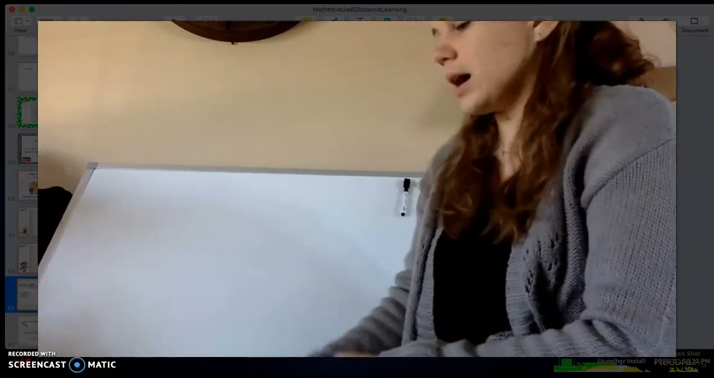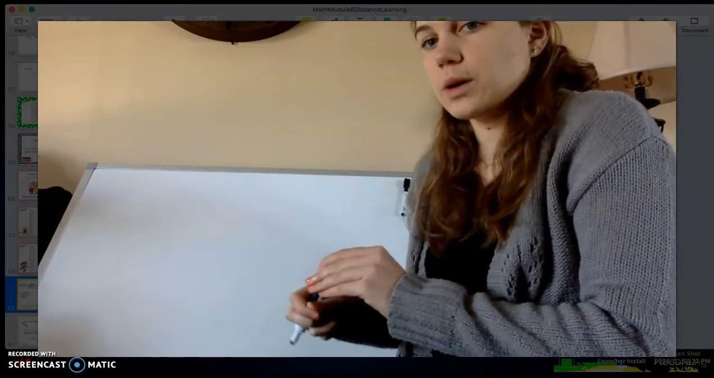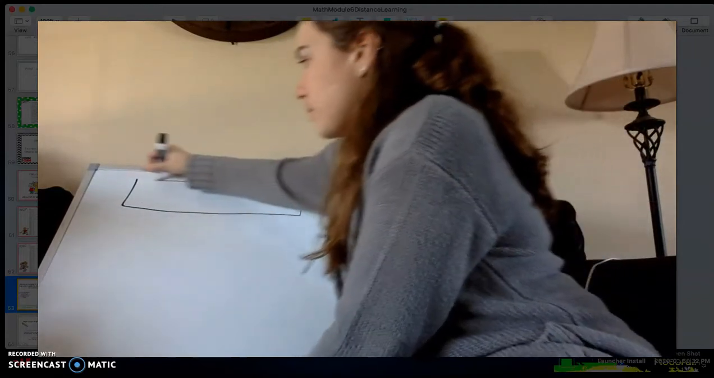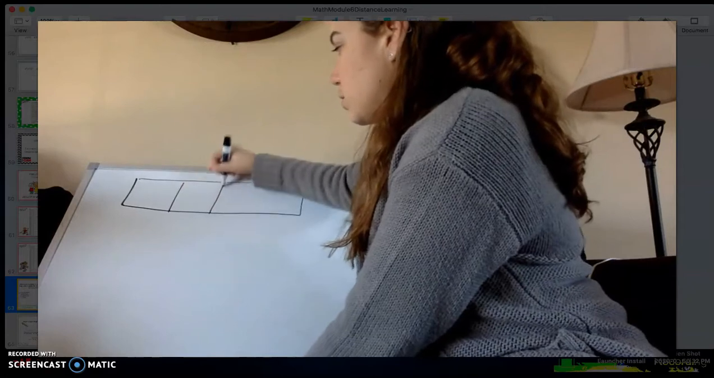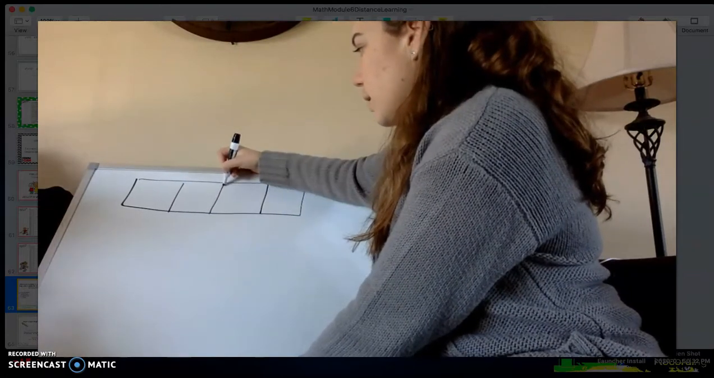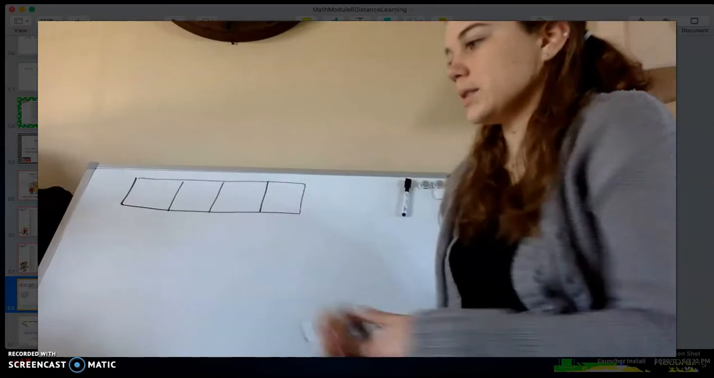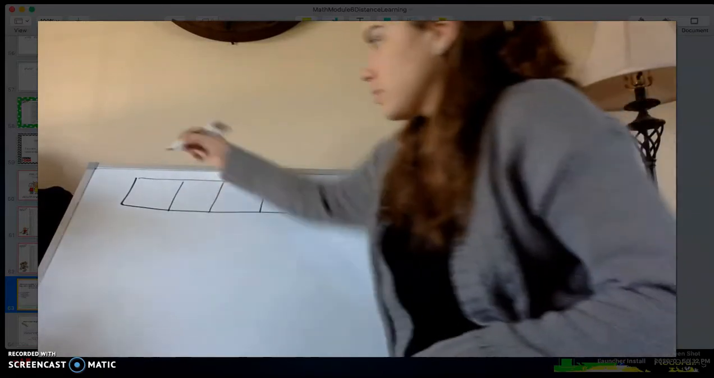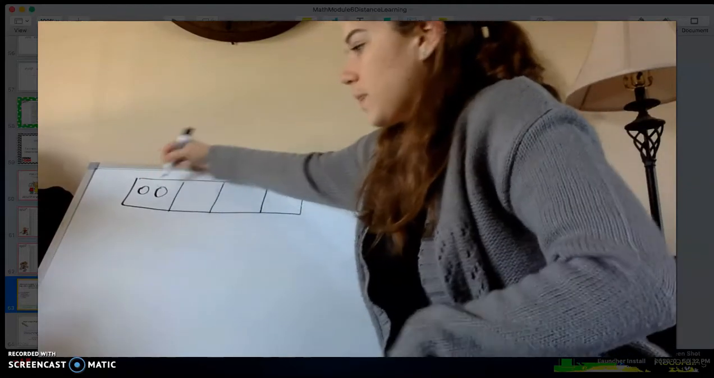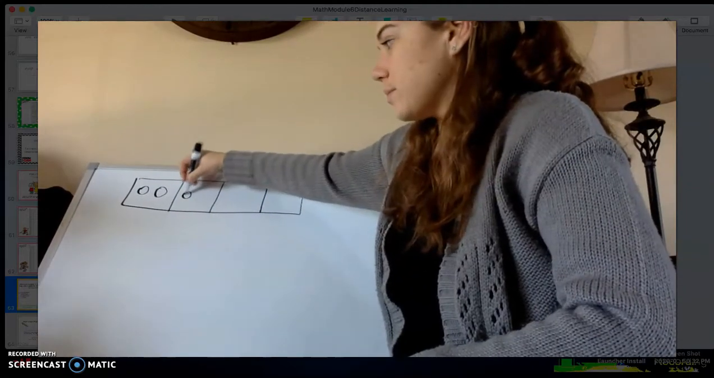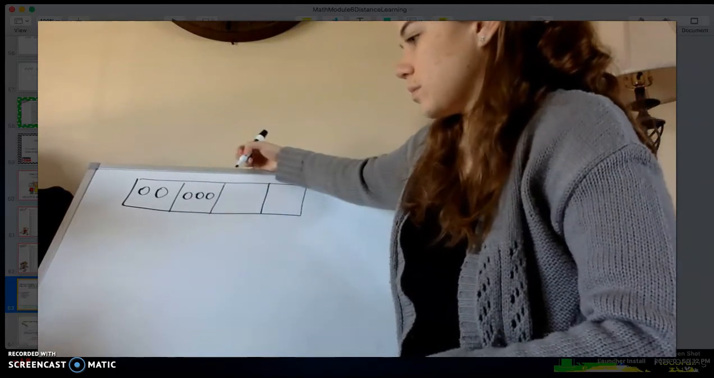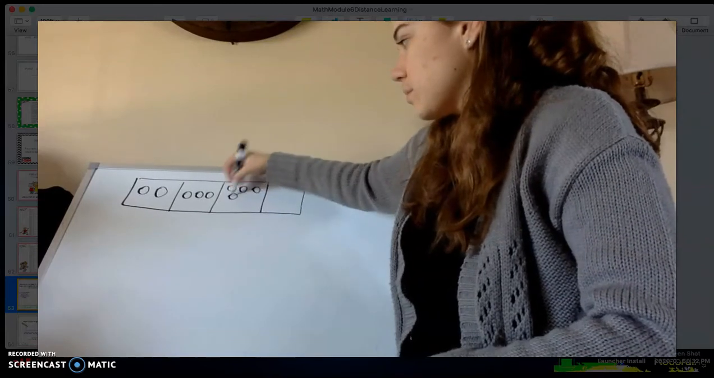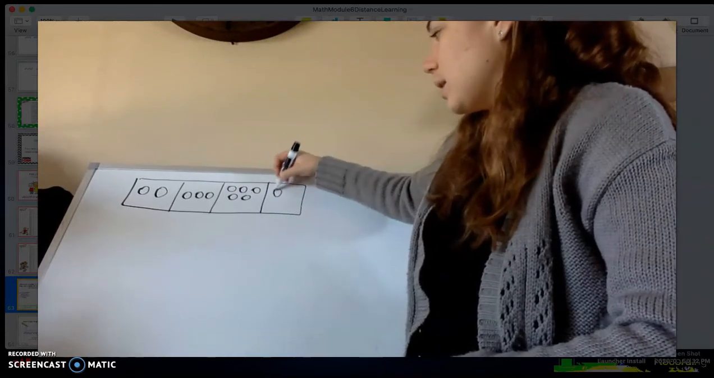So it says, draw a tape diagram that has 4 parts. So here's my tape diagram. 1, 2, 3, 4. So that's 4 parts. Now they want to show 2 in the first group, 3 in the second group, and 5 in the next group, and then 2 in the last group.